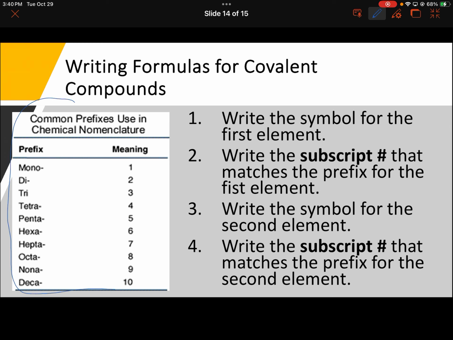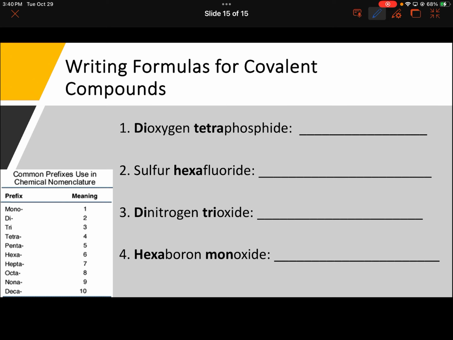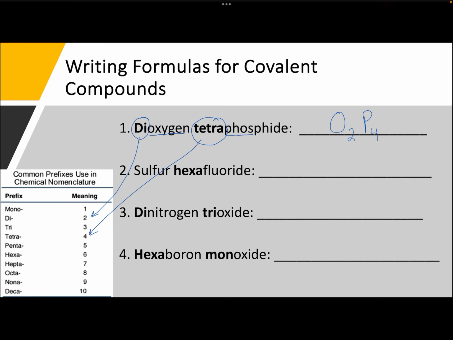Formulas, it's very similar. Again, we're just going to use these prefixes, and we're going to figure out the number based on the prefix. We're going to write the subscript that matches the prefix for each of the elements. So if I jump in here, oxygen, phosphide, so I have P, I need to do the oxygen first. Oxygen and phosphorus. Di means 2. Tetra means 4. There's dioxygen tetraphosphide. That's all we do. We don't have to worry about oxidation numbers. We don't have to crisscross. That's all we have to do.